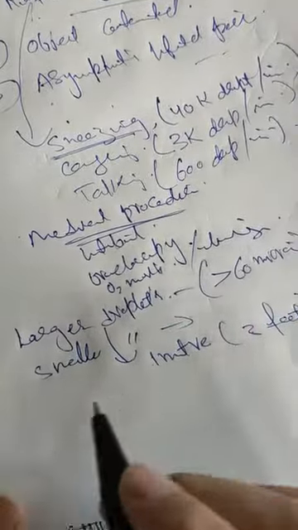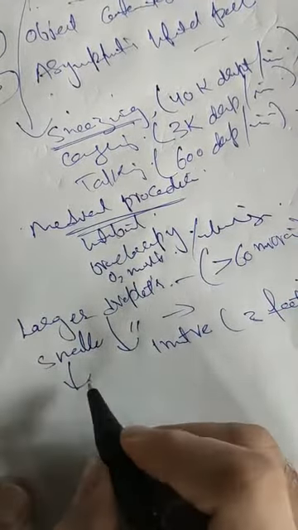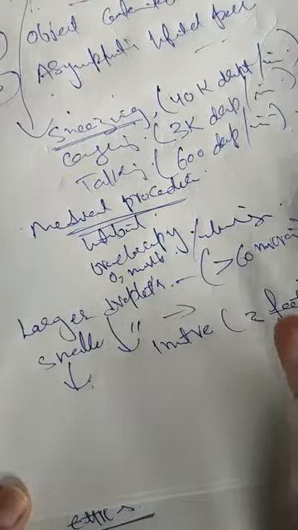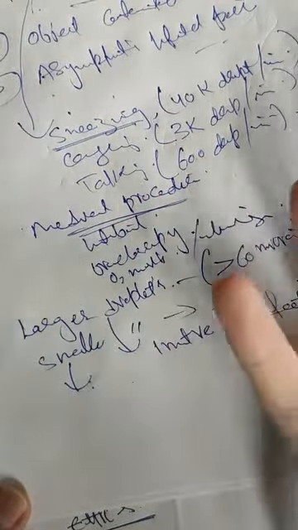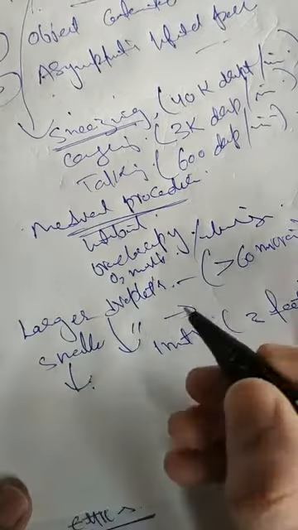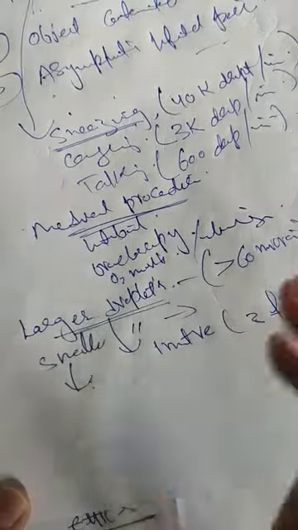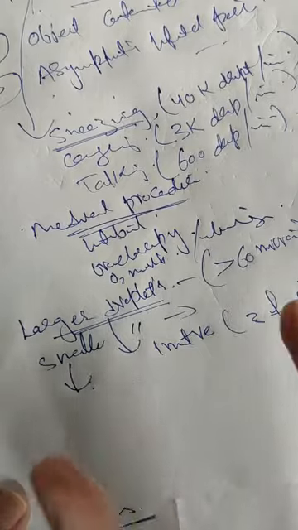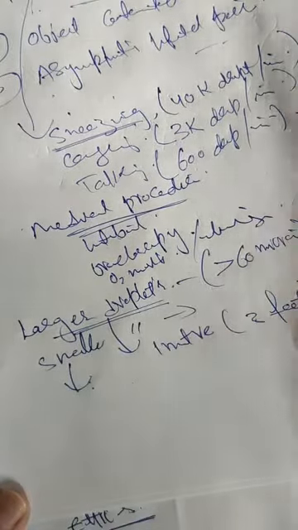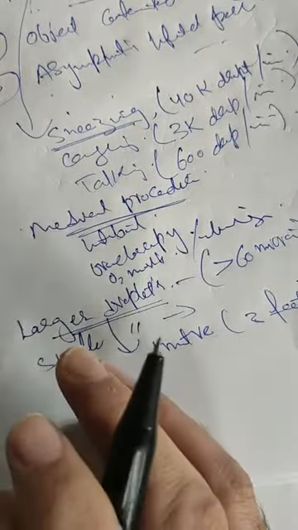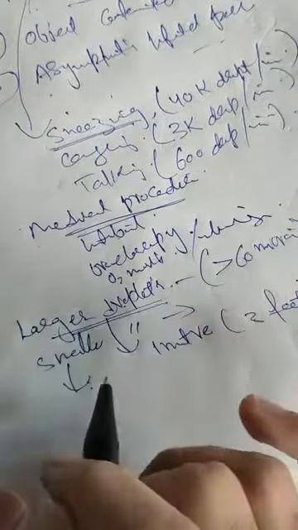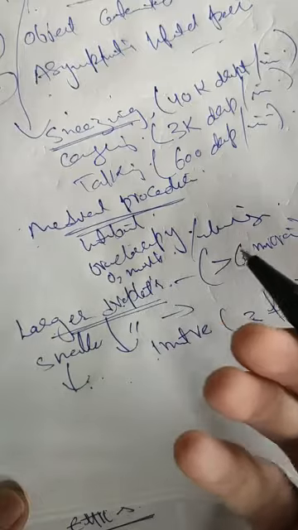Now again there are smaller droplets. Smaller droplets tend to spread further and require airborne precautions. For example, larger droplets have weight, so they tend to spread only for 1 meter or 3 feet. But smaller droplets have less weight than the larger droplets. Less weight means they tend to spread further, away from 3 feet or 1 meter. So there is a requirement of airborne precautions.